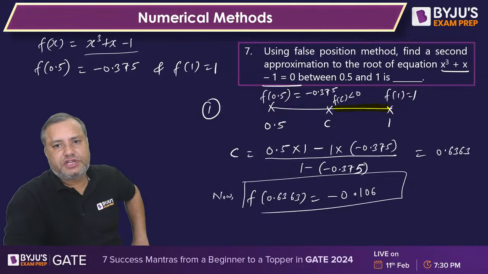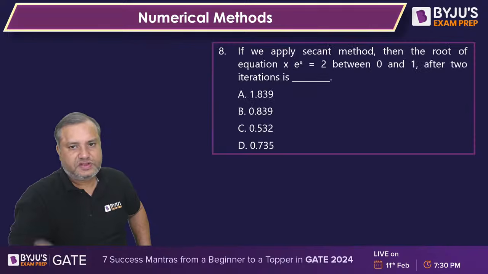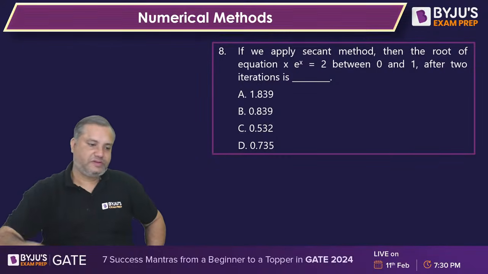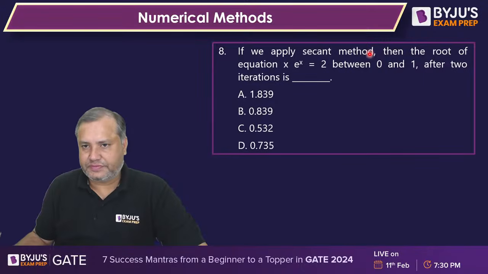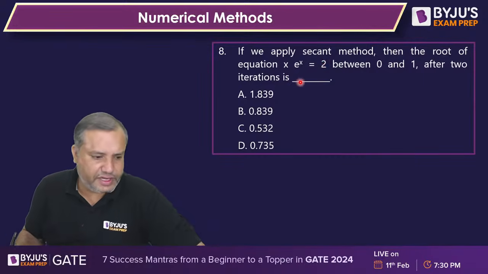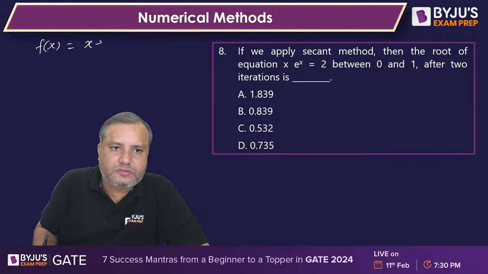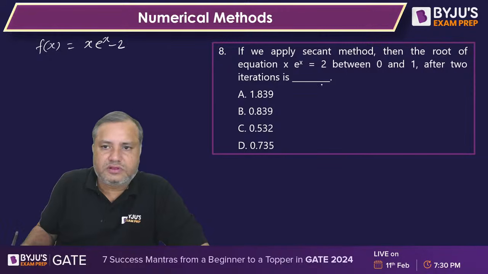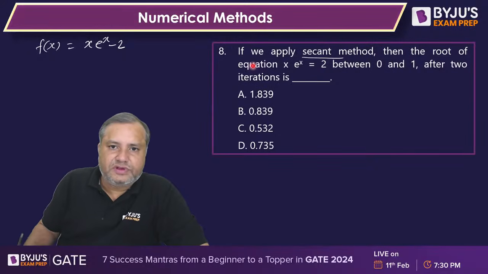So this was the question using regula falsi method. See this. If we apply secant method, then the root of the equation x e raised to x equal to 2. Very nice. So let us bring all the terms to the left hand side. This is our f of x. So this time we need to apply secant method. Initial approximations are 0 and 1.